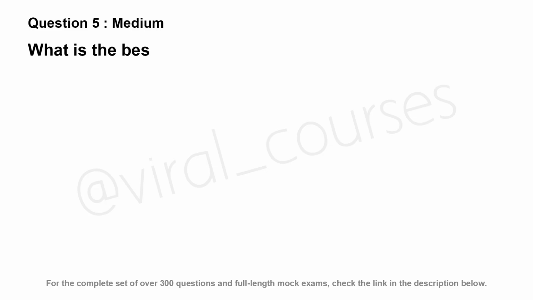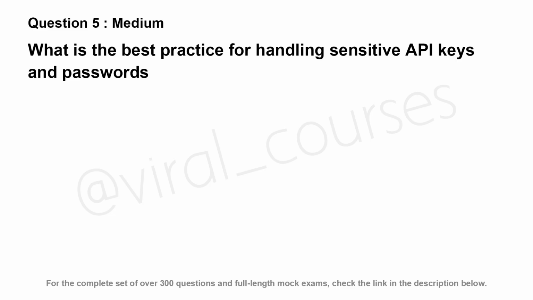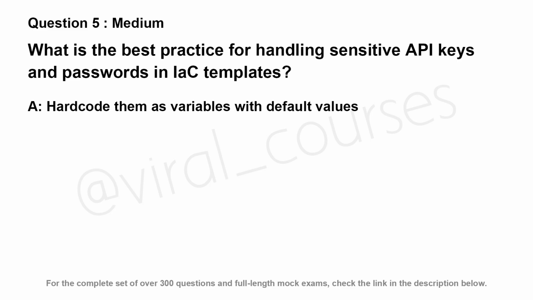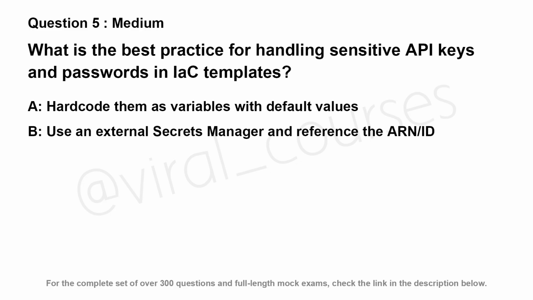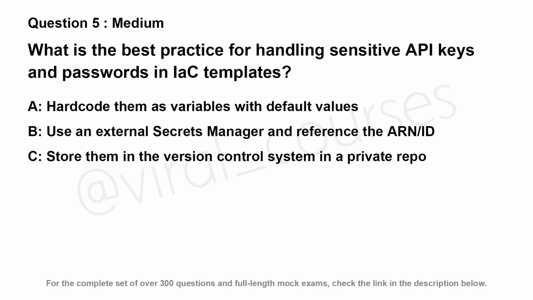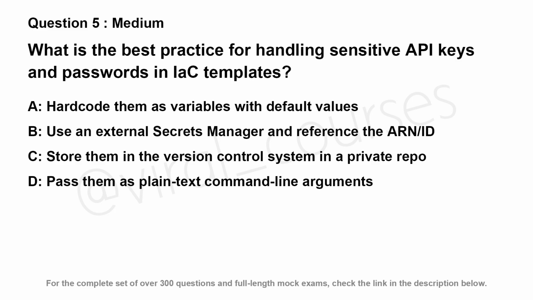What is the best practice for handling sensitive API keys and passwords in IaC templates? Option A, hardcode them as variables with default values. Option B, use an external secrets manager and reference the ARN ID. Option C, store them in the version control system in a private repo. Option D, pass them as plain text command line arguments.